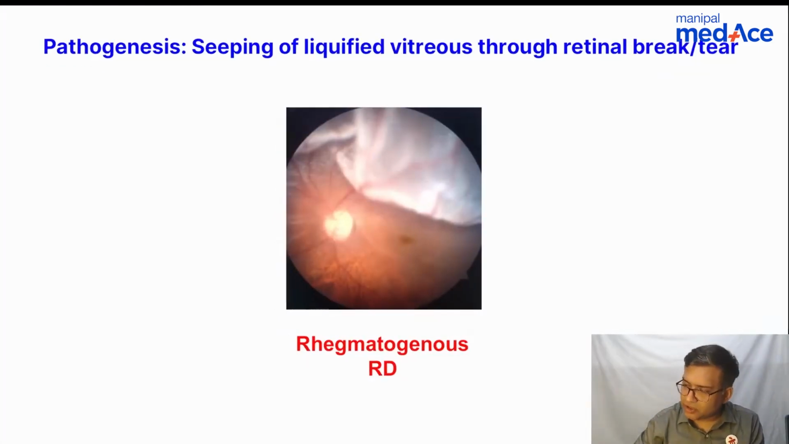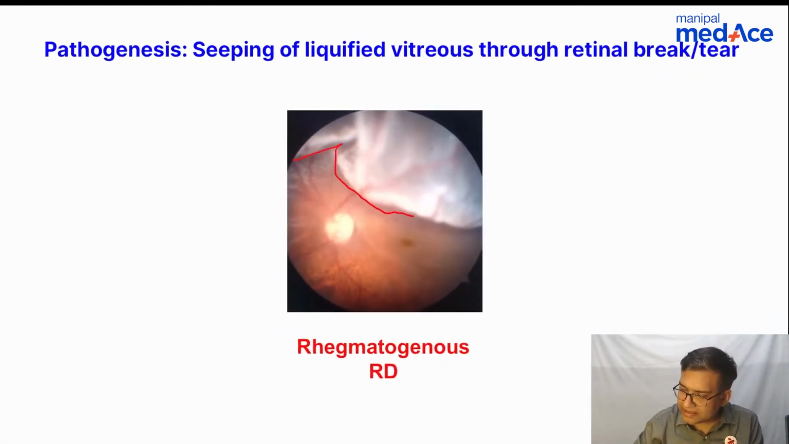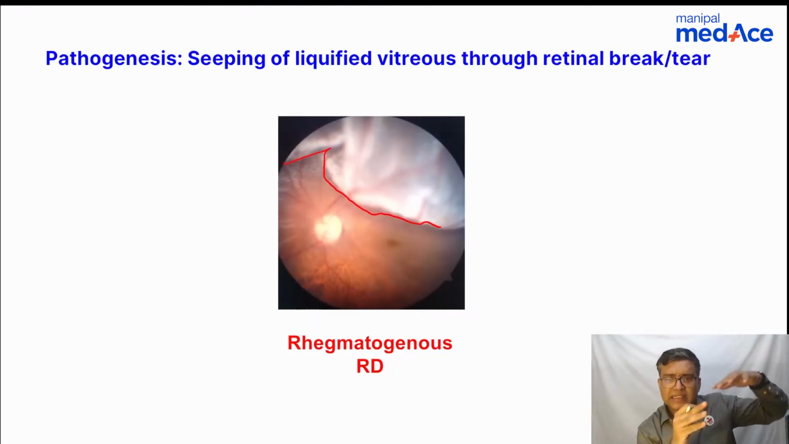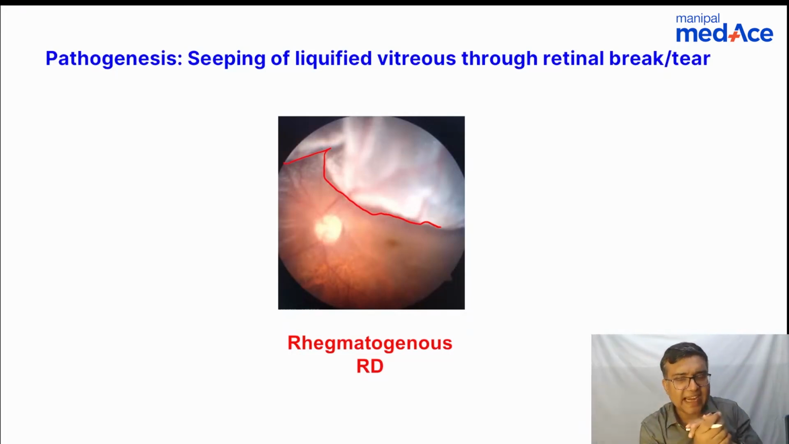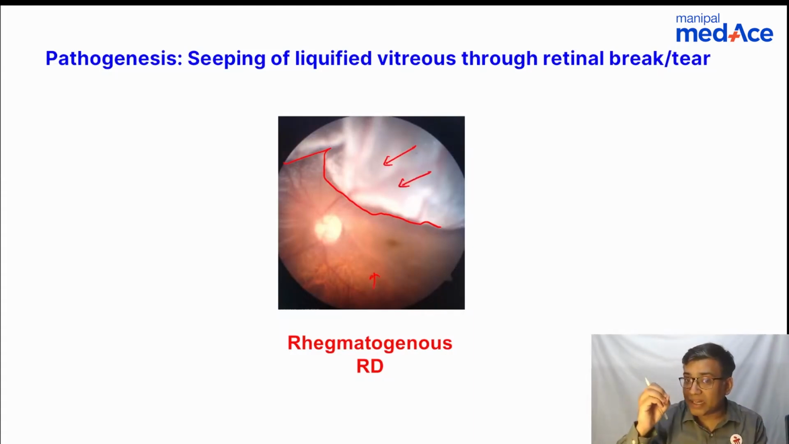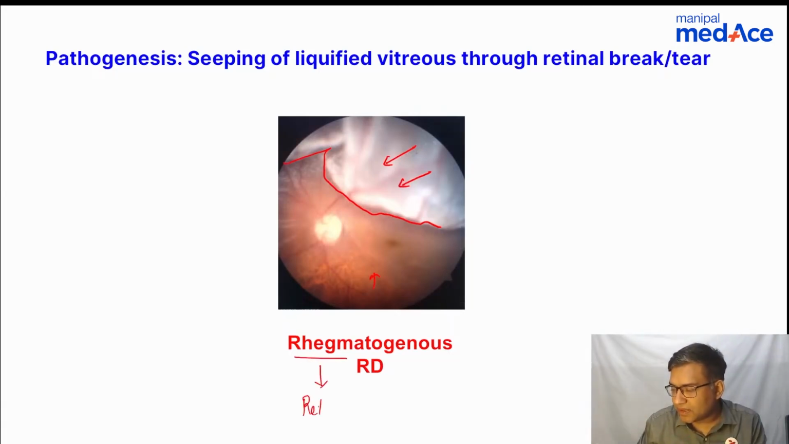As you can see in the picture, there is a separation of the neurosensory retina from the retinal pigment epithelium. And why has this happened? This has happened because there is a hole or tear in the retina, and from there the liquefied vitreous is going inside and causing the separation of the neurosensory retina. So this is the detached retina and this is the attached retina. Okay, so this is basically the rhegmatogenous retinal detachment. Rhegma here means there is a retinal hole or more commonly a retinal tear.